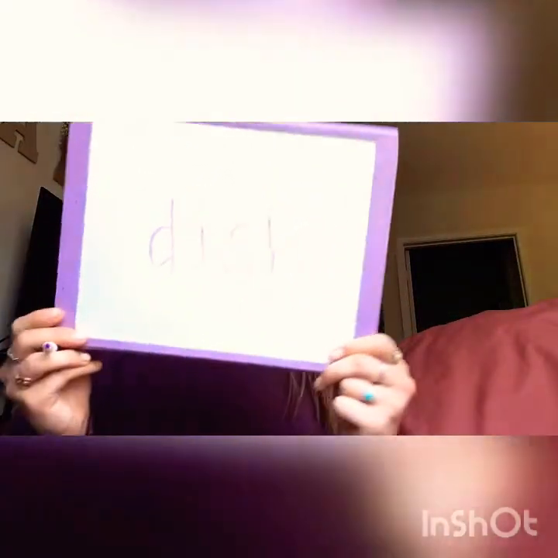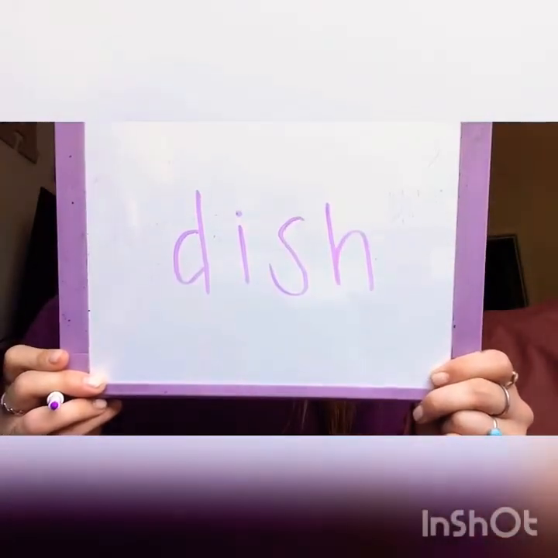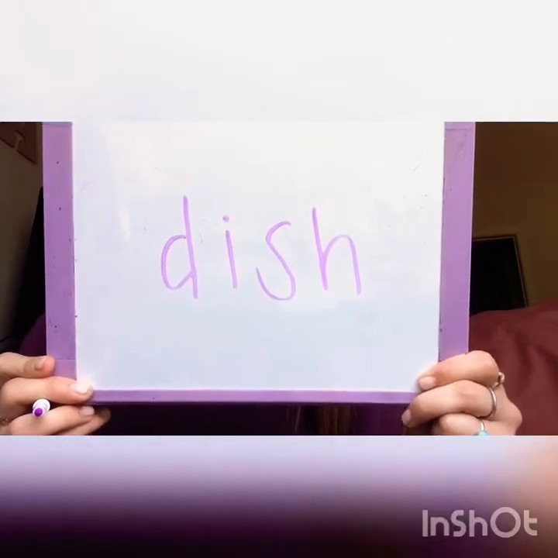The next word that we're going to write is dish. Tap out the sounds that you hear in the word dish. D, I, sh, dish. Write that word on your paper, and you can check up here to make sure you spelled it correctly. So we have the word dish.